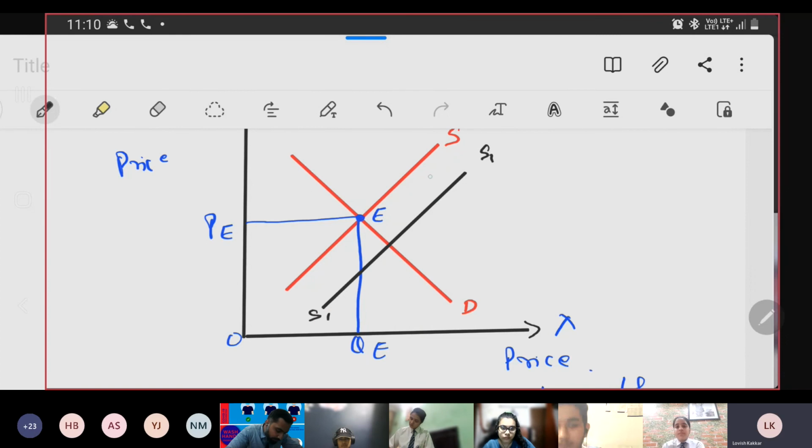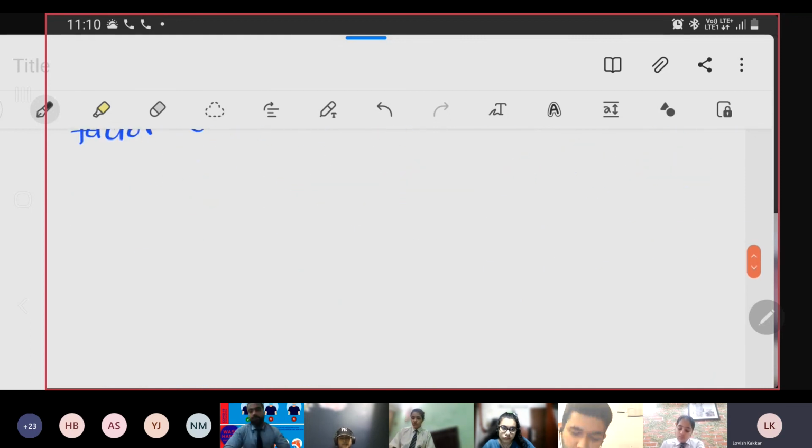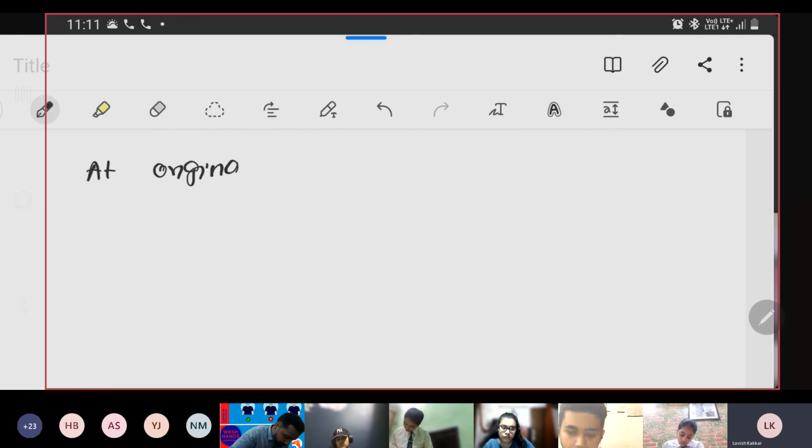And whenever there is a shift, please show it with the help of an arrow that there is a rightward shift. And if you remember the sequence, the moment you show rightward shift in demand or supply or leftward shift in demand supply, you need to come back to the framing of answer and use this line. At original price.